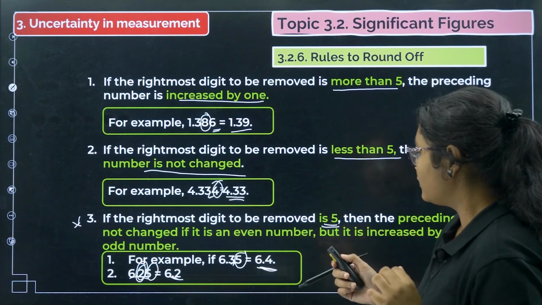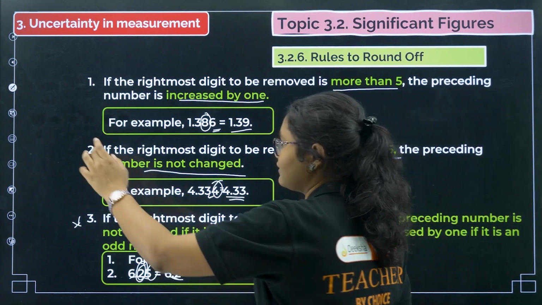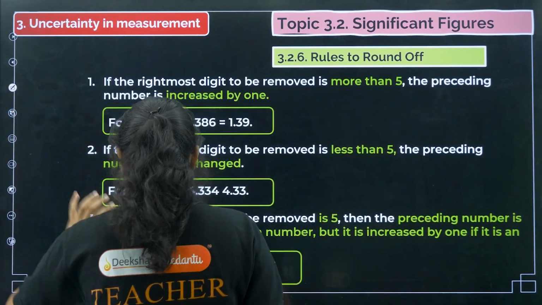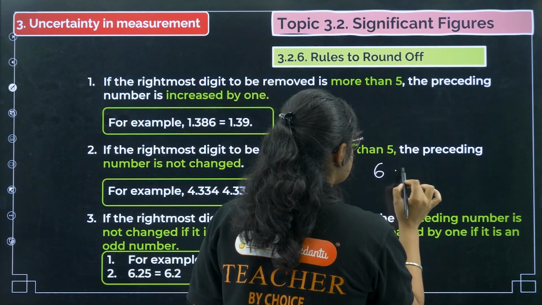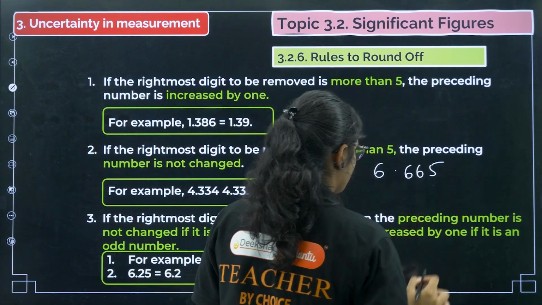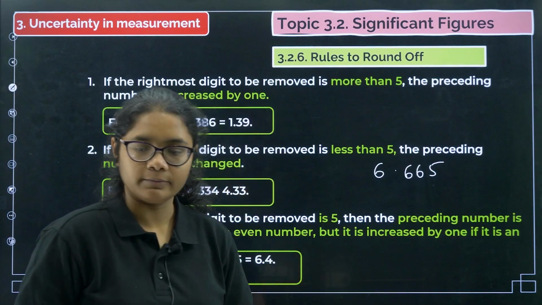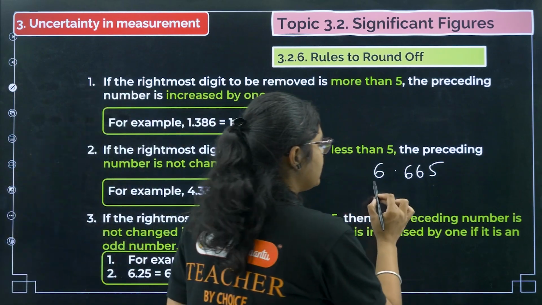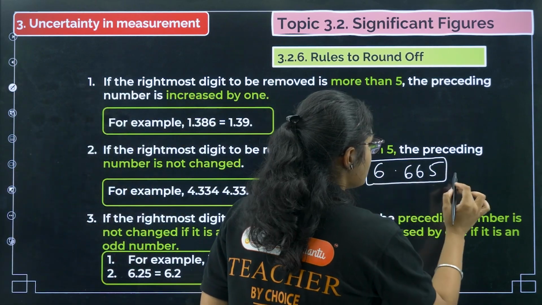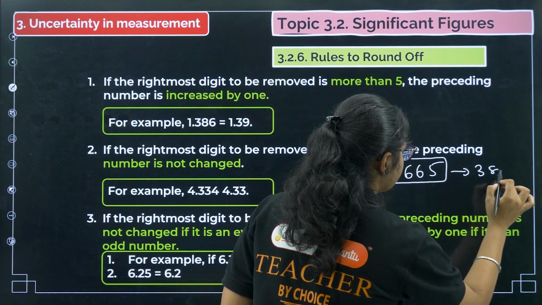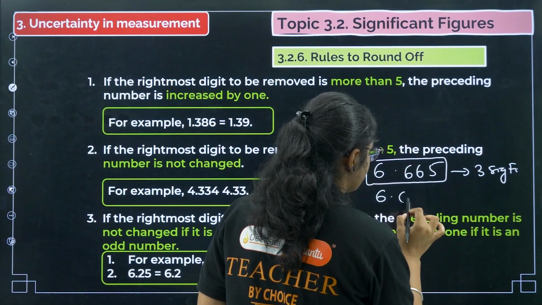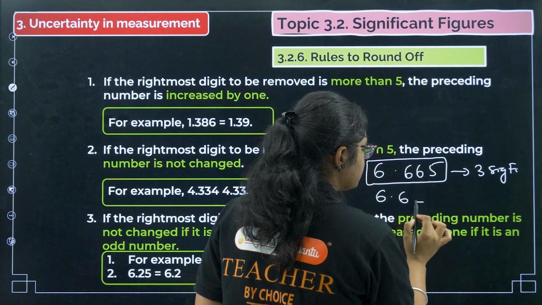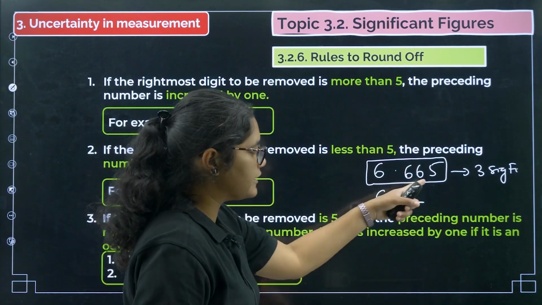Now let us see this rule once again. What is this fifth one saying? Suppose I have 6.665, and the question is to write this number in 3 significant figures. That means 6.6, then I need to check the next number, but the last number is 5.